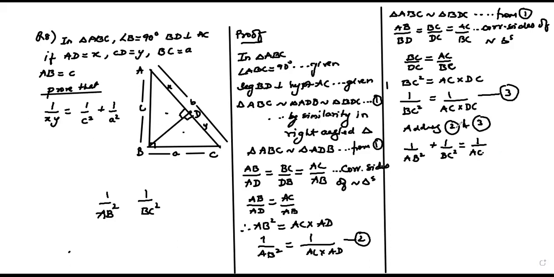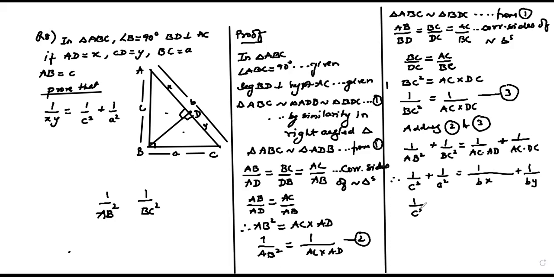AC into AD plus 1 upon AC into DC. Therefore, 1 upon C square plus 1 upon A square is equal to 1 upon AC into AD, where AC is B, AD is X, and here 1 upon BY. You can see what is the LCM, children.